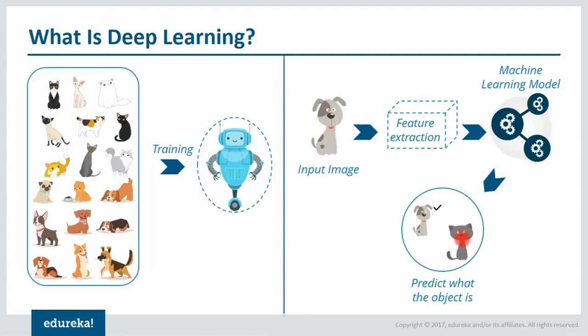But if you notice here, one very big disadvantage with this is we have to manually extract features. Features such as nose, whiskers, all those features we have to manually extract and provide to our machine learning model.